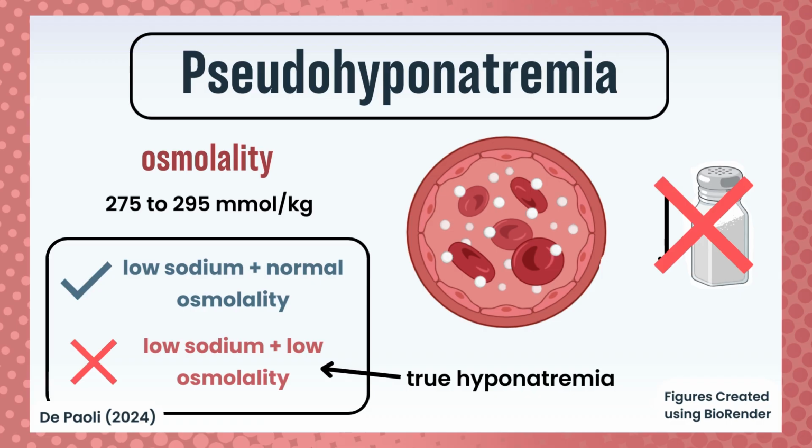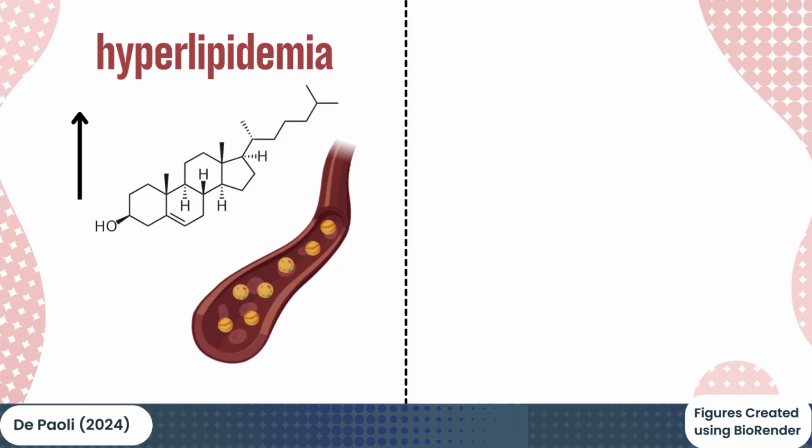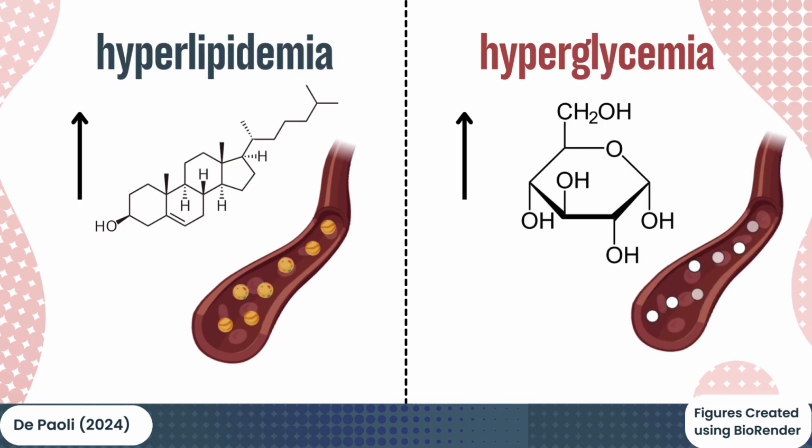But how does this occur? There are two possible reasons why pseudohyponatremia happens. This can happen if the patient has hyperlipidemia, or high levels of lipids like cholesterol in the blood. This can also happen if the patient has hyperglycemia, or high levels of glucose in the blood.